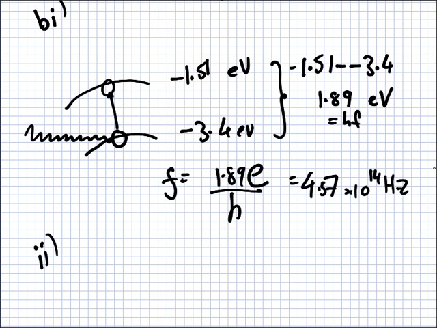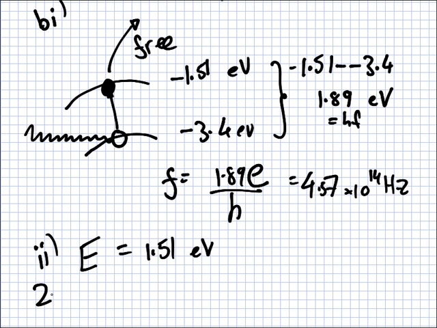And lastly, for question 1, when the electron is here with energy of minus 1.51 and you want to free it, how much energy will you need to give it? Yeah, you should give it at least 1.51 eV. Okay, number 2.